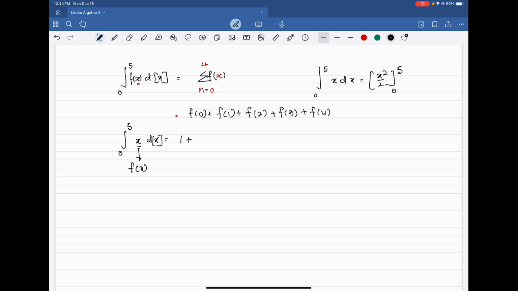Then function 1 will be the smallest integer greater than 1, that is 2. Function 2 will be the smallest integer greater than 2, that will be 3. Function 3 will be the smallest integer greater than 3, that is 4. Function 4 will be the smallest integer greater than 4, that is 5. What is its value? 3 plus 3, 6, 6 plus 4, 10, 10 plus 5, 15.